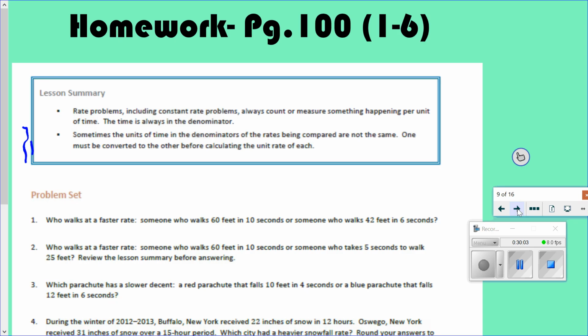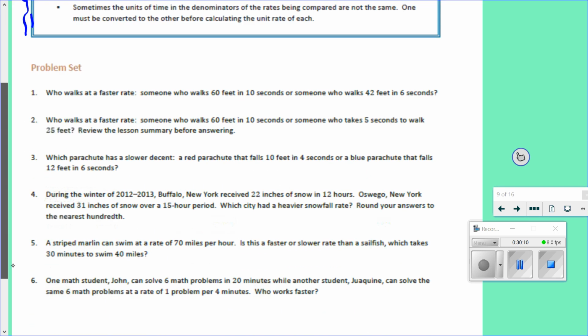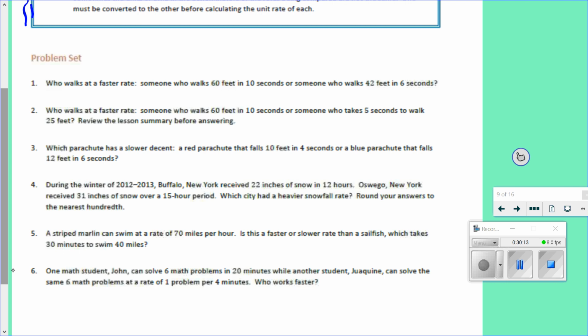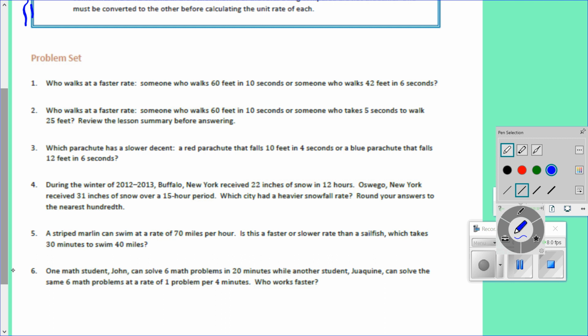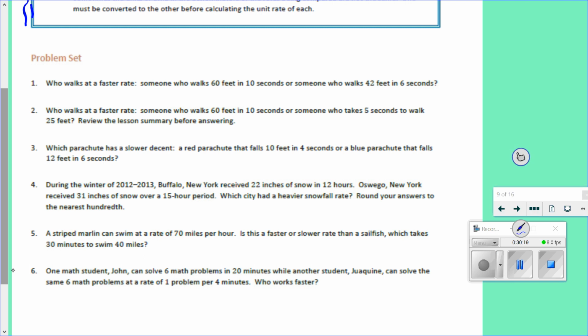So your first page is 100. Honestly, guys, of the 2 pages, this is the one that's a little more complex. So pay attention on this one. I'm going to give you a couple hints that the other classes didn't get, so please pay attention. All of these are comparing rates.